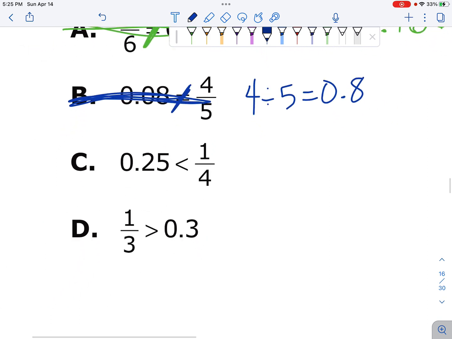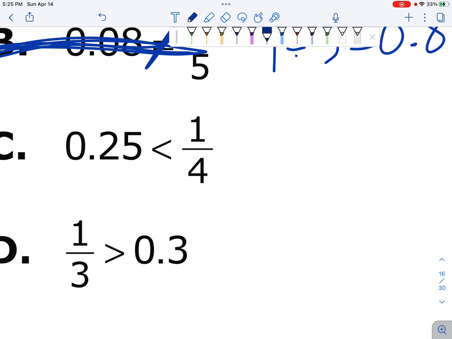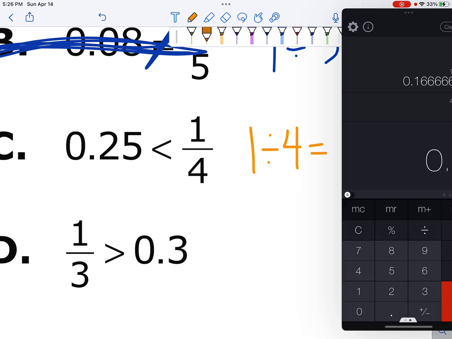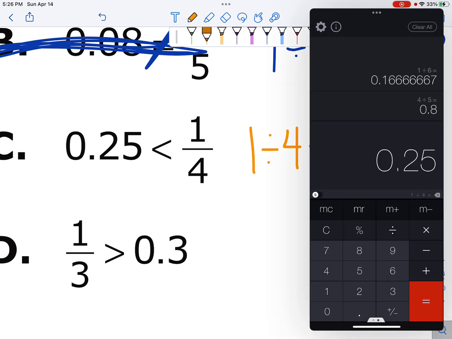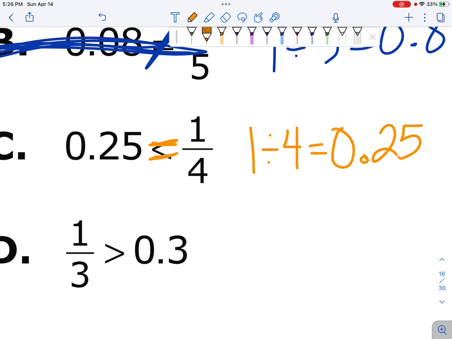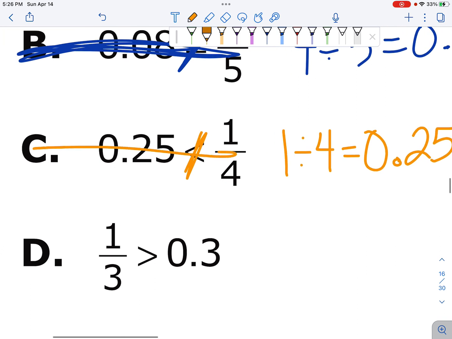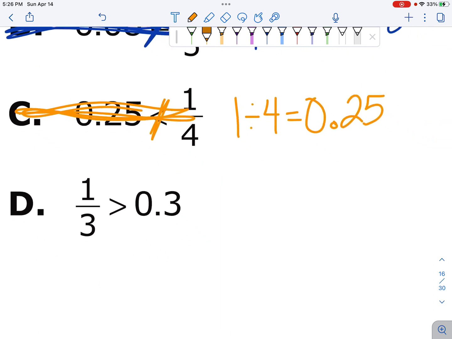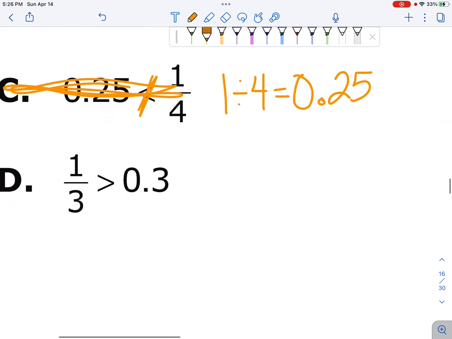The next one, C. 0.25, 0 and 25 is less than 1/4. So 1 divided by 4. Hey, look, that's exactly the same. So this should say equals, but it doesn't say equals, right? So this is not true, and we'll cross it out, which means it has to be D, but let's do it anyway so we can talk about it.